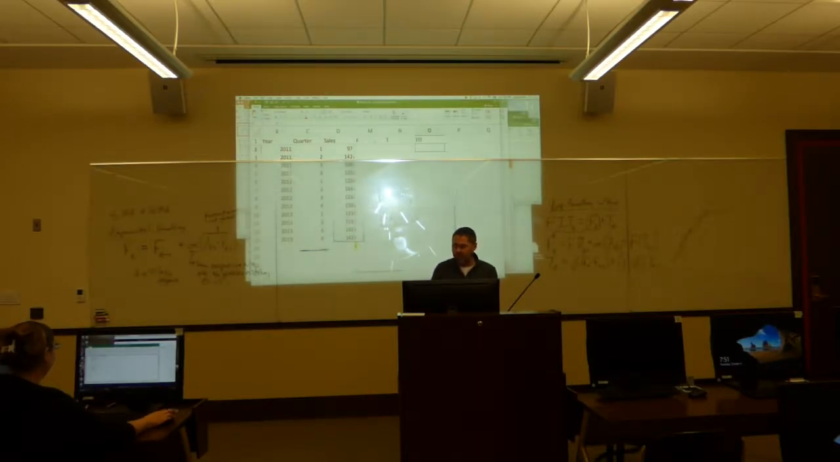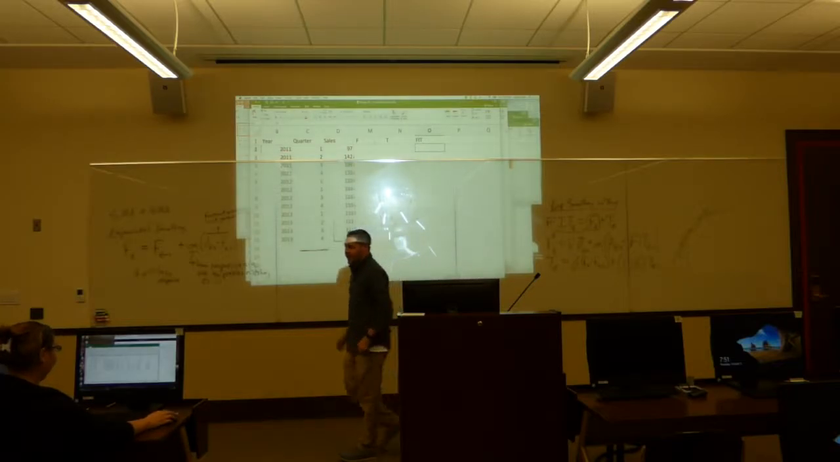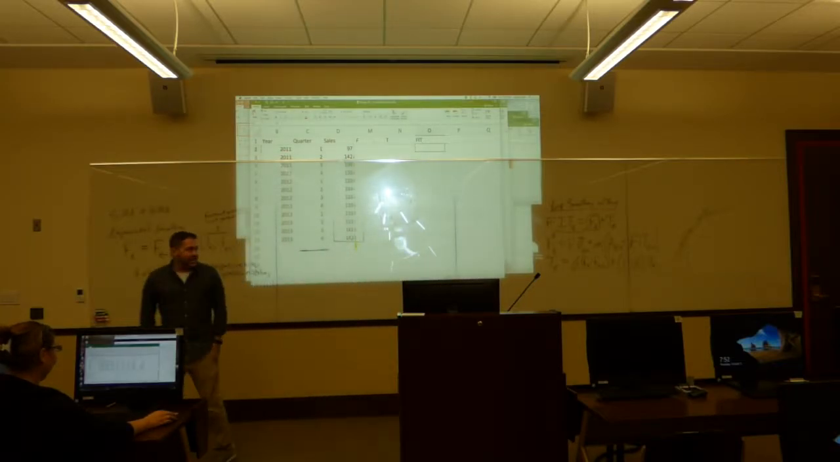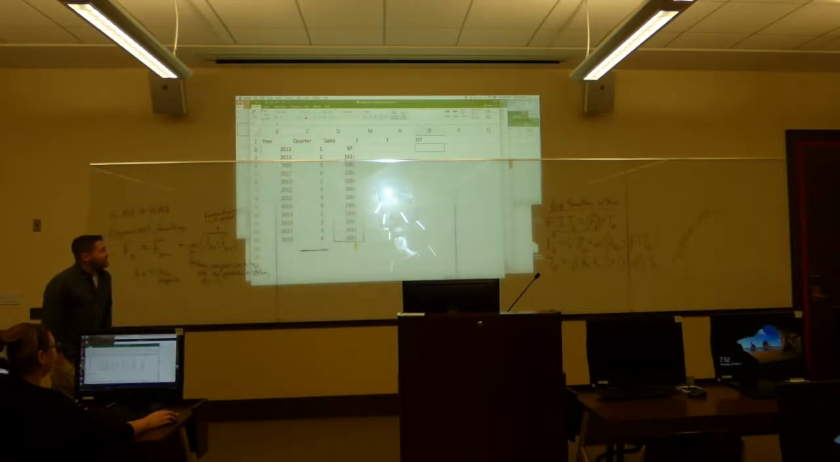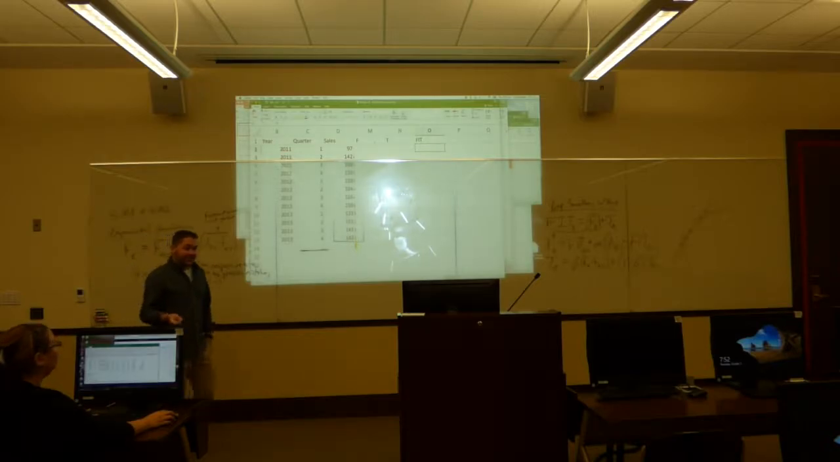So in order to put this all together, we need three columns. We are going to need our forecast, our trends, and our forecast including trends.